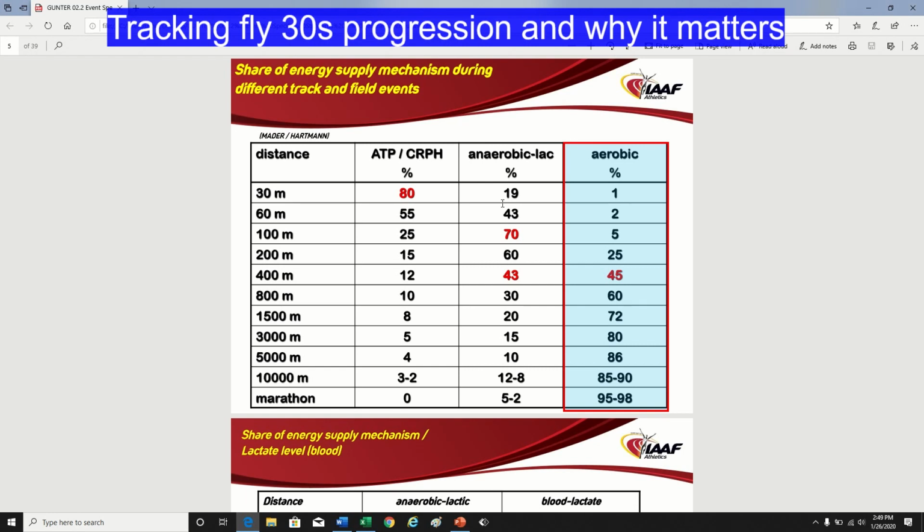This is going to be showing how to track and see how an athlete's progression in their fly 30s, or close to their max speed, can be correlated to overall improvement in all other paces all the way out to the marathon.